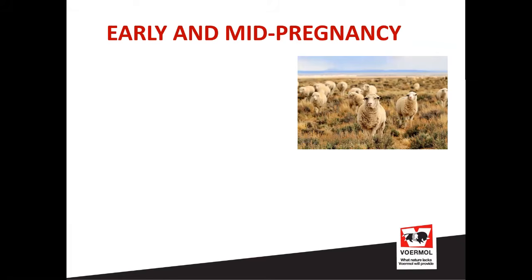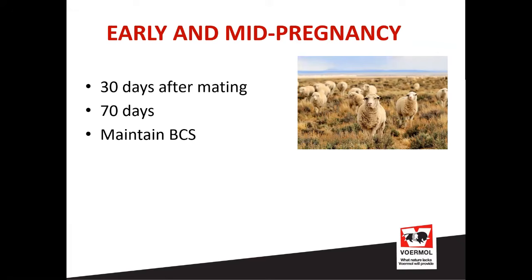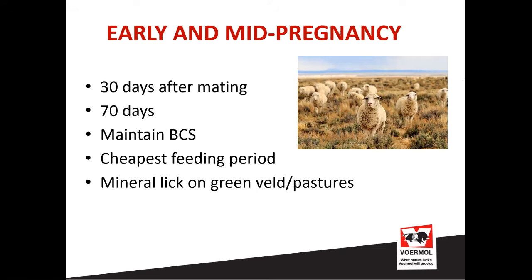All right. So after flush feeding, that would be 30 days after mating, we move into the early to mid-pregnancy stage. That's usually for a period of 70 days. This would be your second cheapest window after just maintenance, and the main focus here is just to maintain body condition score. We've already built up that body condition score during flush feeding, and now we just want to maintain it. So this would be one of the cheapest feeding periods.